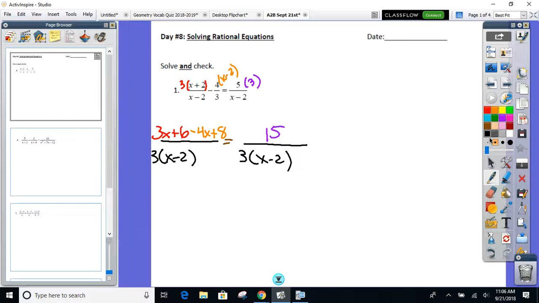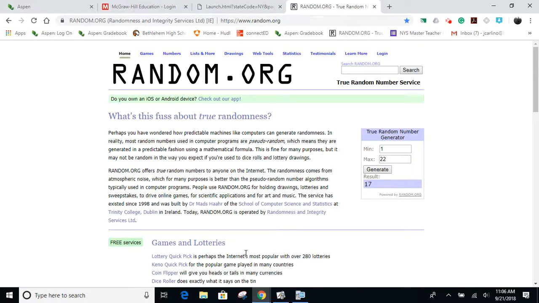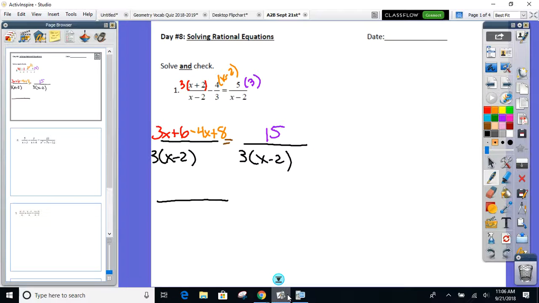Let's keep going. Combine your like terms now. Whoops, sorry. I didn't even do that. Go ahead. Combine your like terms on that first fraction on the left-hand side. 3x and negative 4x, so negative x. Then you have 8 and 6. So 14.